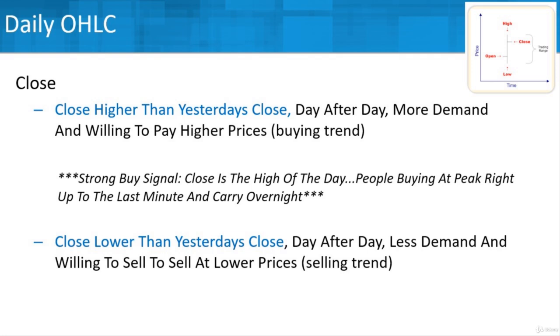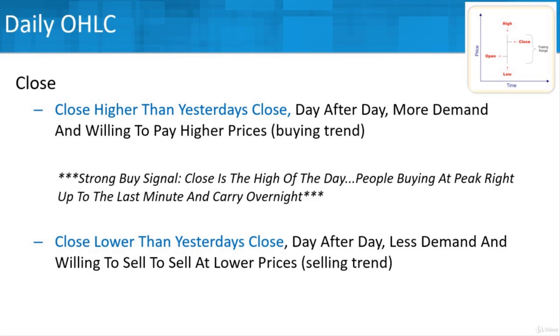So that can be a real strong indicator when you have your close near the high of the day in that trading range. If the close is lower than yesterday's close, it's the same thing, but the opposite. Day after day, less demand, and people are willing to sell at lower prices. You have more of a selling trend versus a buying trend. So you can look at those closes as far as looking at trends, and we'll be learning how to draw chart lines and trend lines and all sorts of stuff so we can graphically represent this. But that concept of higher highs is good as far as buying, and lower lows might indicate selling.